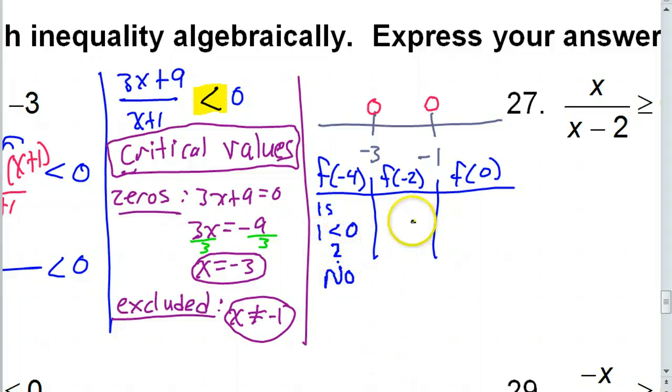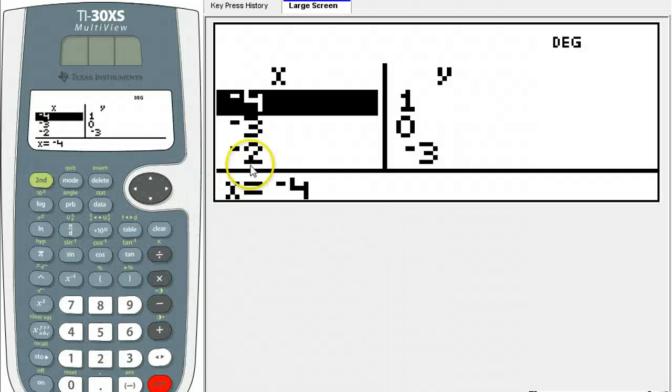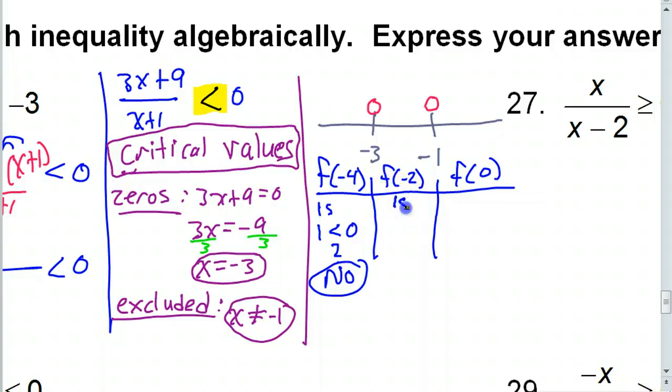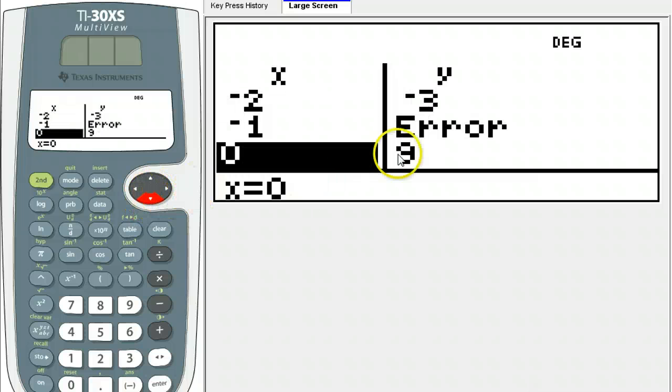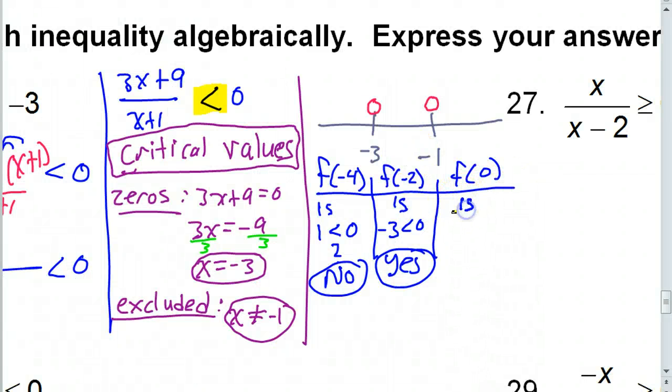Okay, it's positive. So now we'll look at -2. At -2 we have a value of -3. So is -3 less than 0? Yes. Okay, it's negative. So now I look at 0. At 0 we have a value of 9. So I say, is 9 less than 0? Of course not. 9 is quite positive.